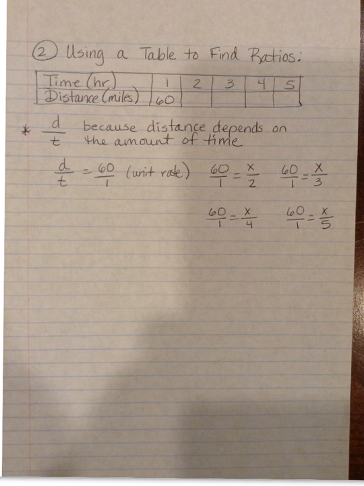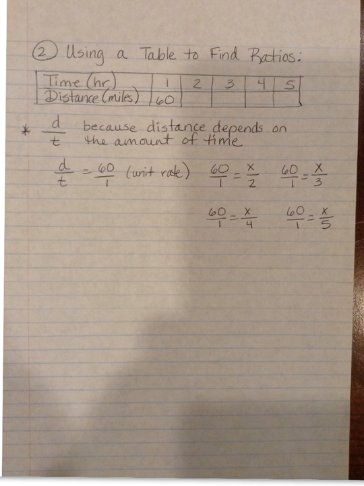Okay, one thing we do when we're talking about distance and time is we always put distance over time, because the distance you go depends on the amount of time you travel. And so that's just the standard way that it's given, is distance over time. So if I have distance over time, my distance, according to my first column of my table, is going to be 60 miles per 1 hour.